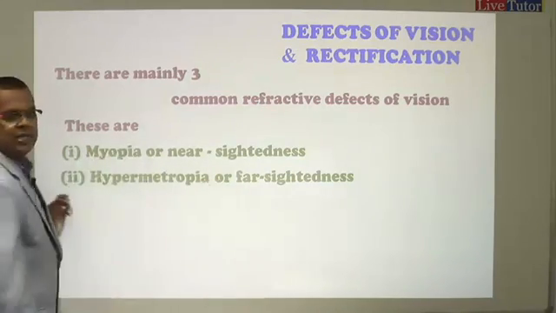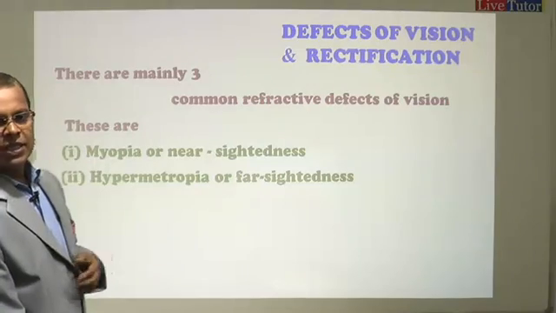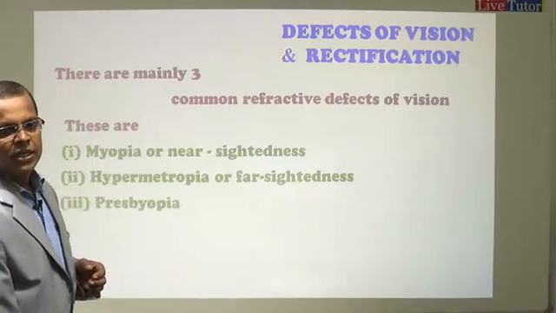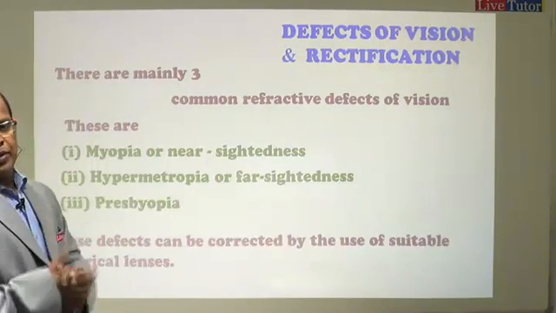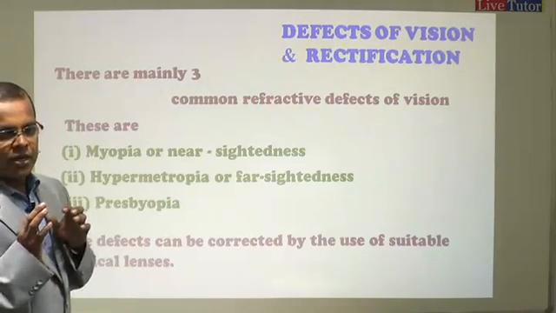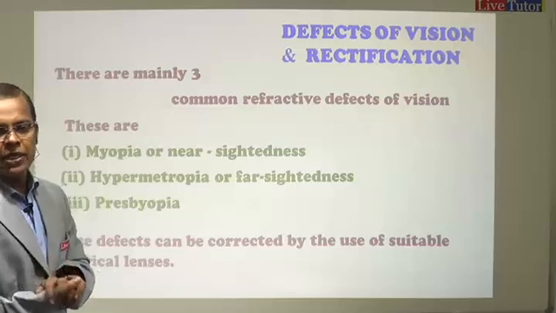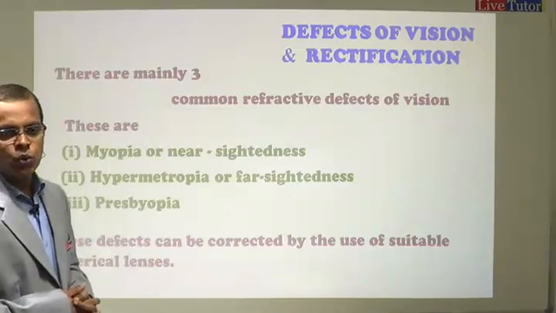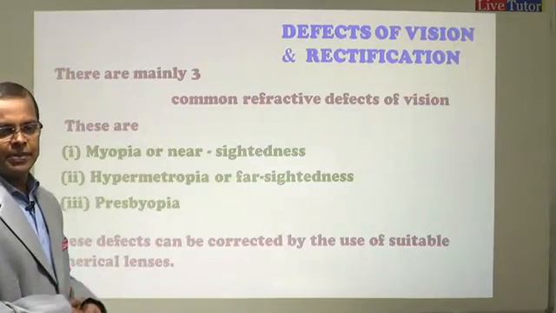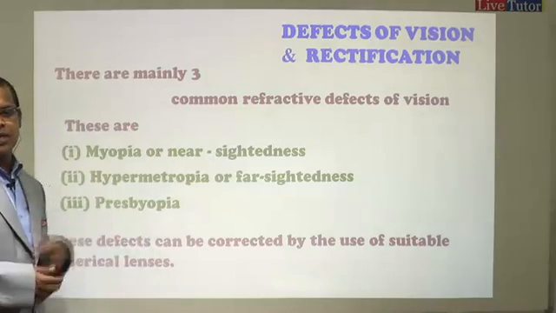After that, the next one is easy. Hypermetropia is nothing but farsightedness. The third one is presbyopia. These first two are common, and for anybody they can occur. But the third one is only due to aging. Only for elderly people will this kind of defect be caused.